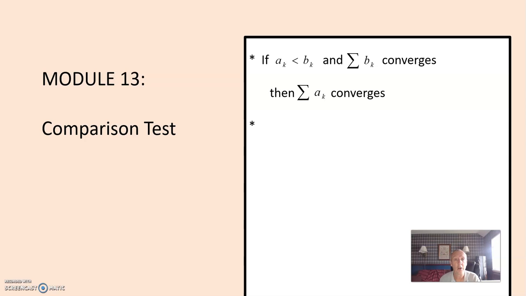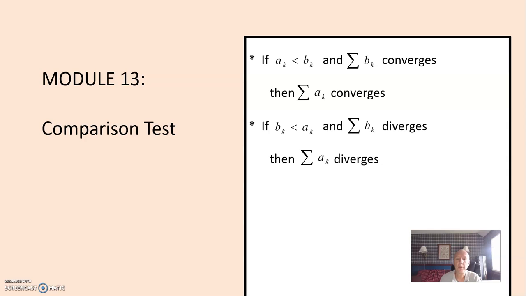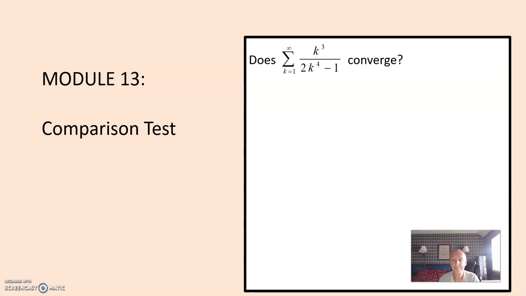The second property, looking at those same two series, is if the respective terms of b and a are such that b_k is less than a_k, and notice this time b_k is the smaller series, and the summation of b_k diverges, then the summation of a_k, the larger sequence, would also diverge.